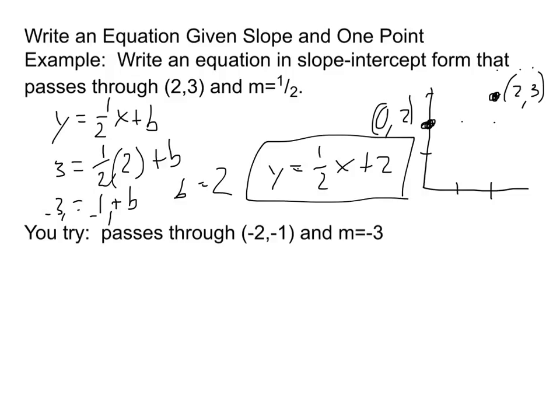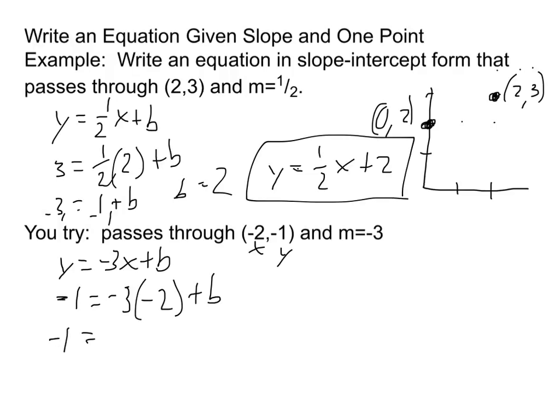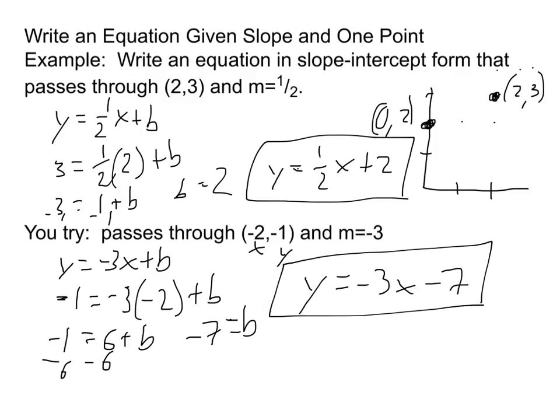Okay, so again, hopefully you wrote it out. y equals mx plus b, where m is negative 3, and then just substitute in x and y. So we've got negative 1 equals negative 3 times x, which is negative 2, plus b. Negative 1 equals 6 plus b, so b has to be equal to negative 7, or just subtract 6 from both sides: negative 1 minus 6 is negative 7, so b equals negative 7. Now we've got our slope and our y-intercept: y equals negative 3x minus 7. That's our equation in slope-intercept form.